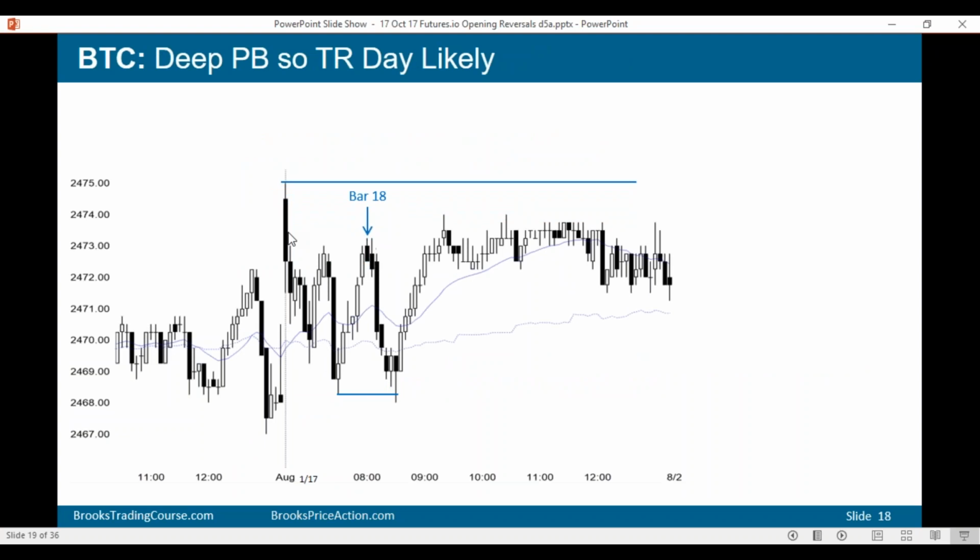Bar 18, but look at the day. We went down, we went up, we went down, we went up, we went down, right? Is this likely to lead to a big breakout and a measured move down? Probably not. It's probably going to be a continued trading range day.